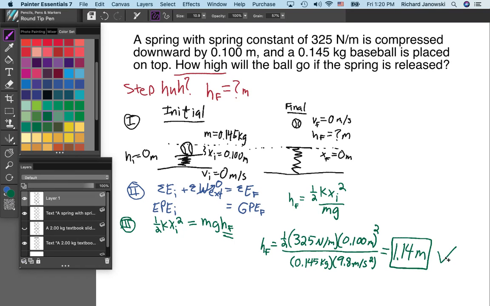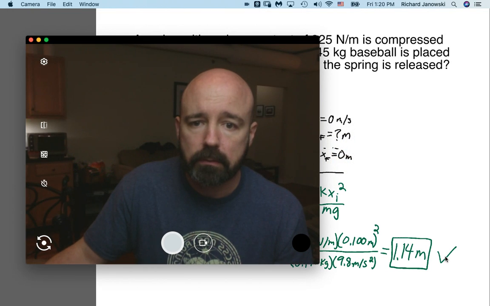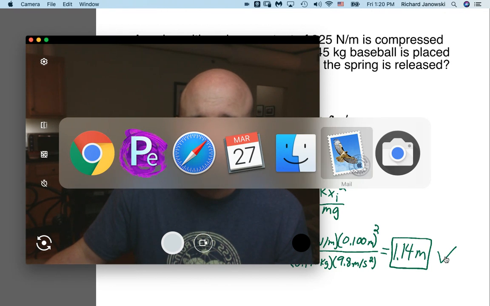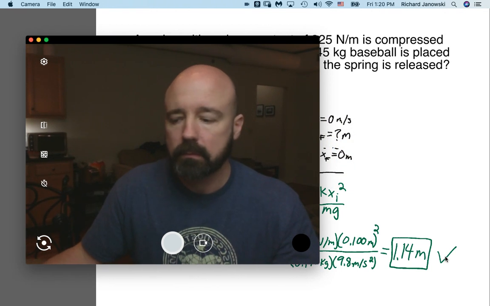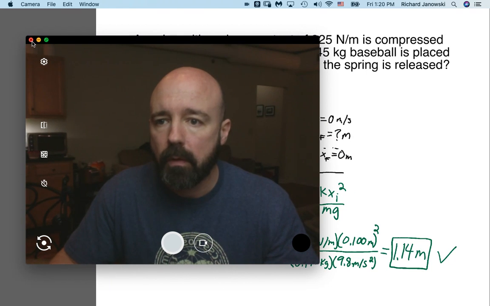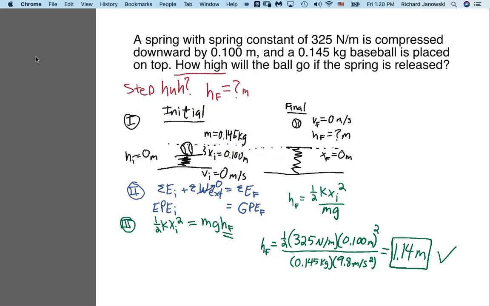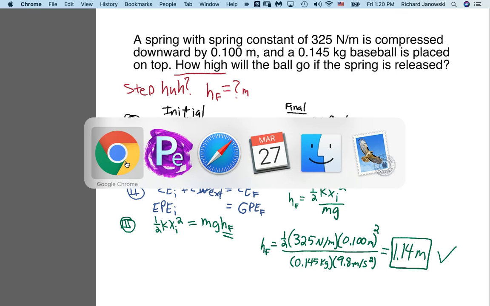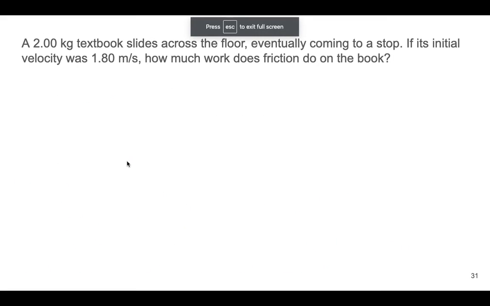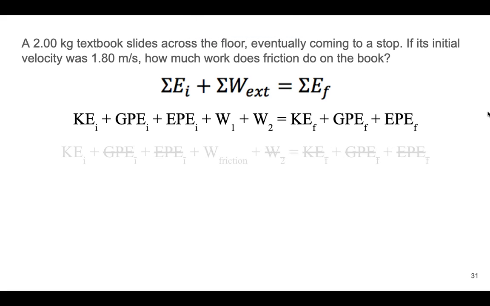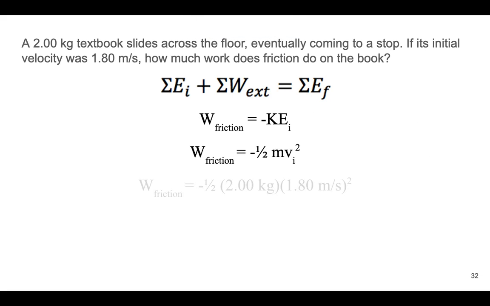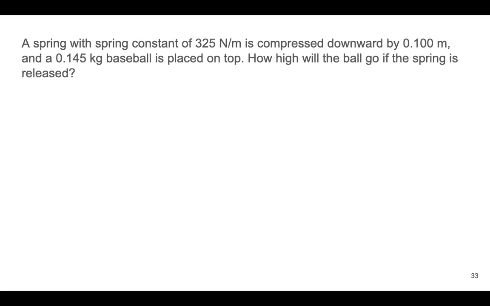Now back to the slides. Nope, not that one. What's going on? Okay, here's the slides. So in the slides, I'm just going to race through this. There's all the work I just did for the second problem.